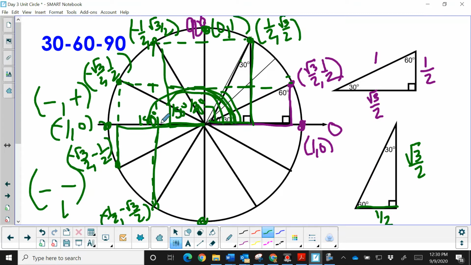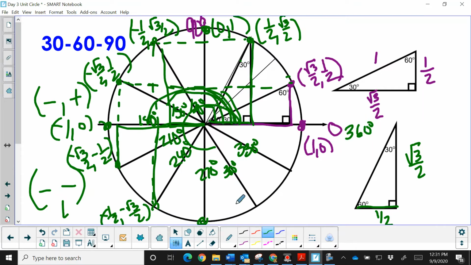Each time we're adding 30. So that makes this one 210. And if we add another 30, that makes this one 240. If we add another 30, that makes this 270. And that makes sense. That's 90 plus 90 plus 90. So if we add another 30, that's a 300-degree angle. So starting from here, I'm going to go around 300. Then this one's 330. And then we're over here to 360.